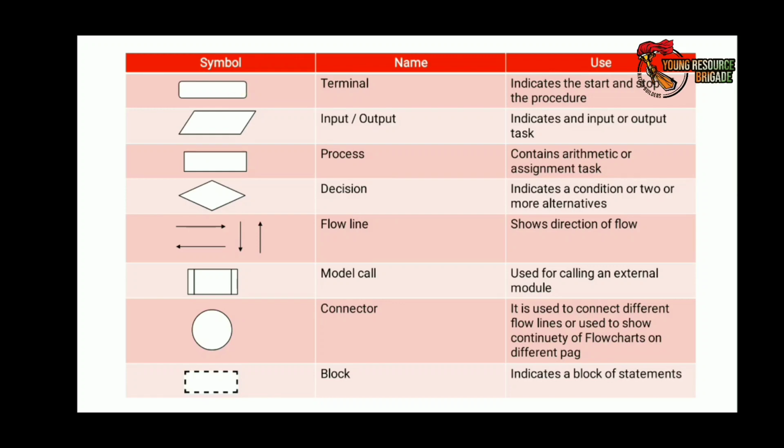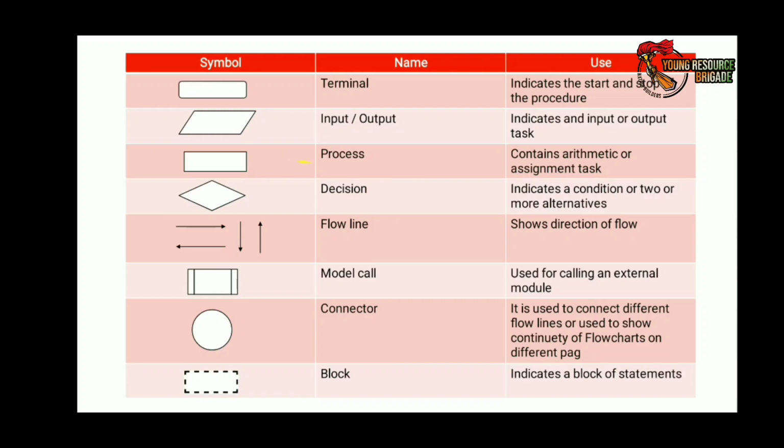Then the symbols used in flowchart. Here the first symbol is for terminal. This is the round-cornered shape. The terminal is used to indicate start and stop of the procedure. It means for start and end we use terminal. Then second, input and output. It is used when we need to indicate any input or output task. In examples we see when we need to take some value from the user and some information we are going to show to the user, then we use input or output.